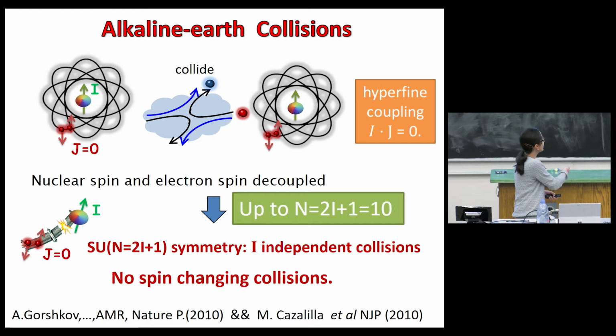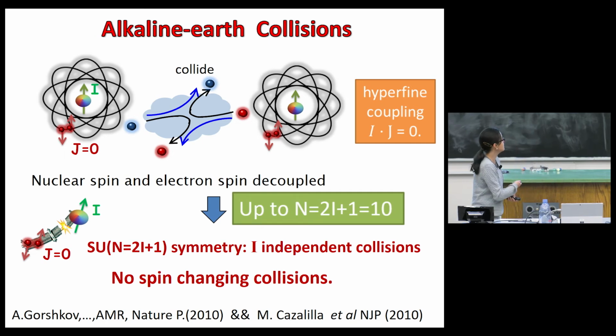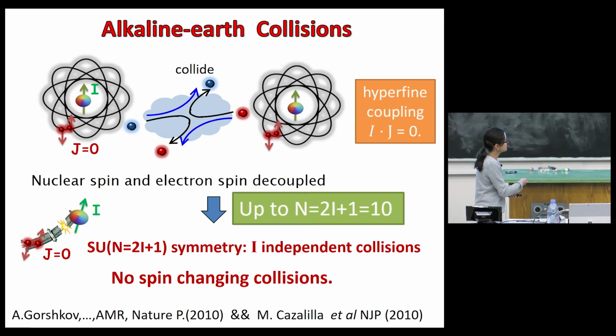So if I have two alkaline-earth atoms in two different nuclear spin states, when they collide, they cannot emerge in different nuclear spin states. They have to conserve the nuclear spins. That is one of the conservation laws imposed by SU(N) symmetry. And this N can be in strontium as large as 10. So alkaline-earth atoms open the possibility to simulate SU(N) physics in these systems. That is no longer an idealization, but actual reality.